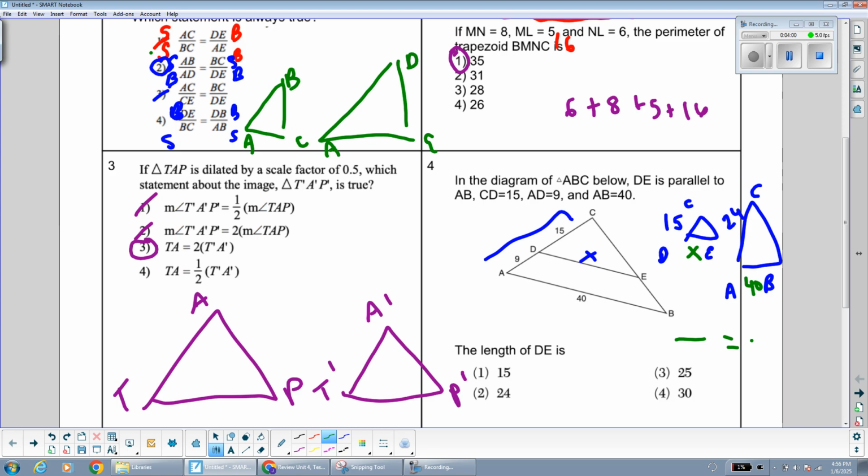So now when I make my proportion, I can easily see that 15 and 24 correspond, and that x and 40 correspond with each other. And from here, all I have to do is cross multiply and solve. Let me double check that on my calculator one second. 40 times 15 is 600. So we have 600 is equal to 24x. When you divide both sides by 24, we get that 25 is the correct answer here.